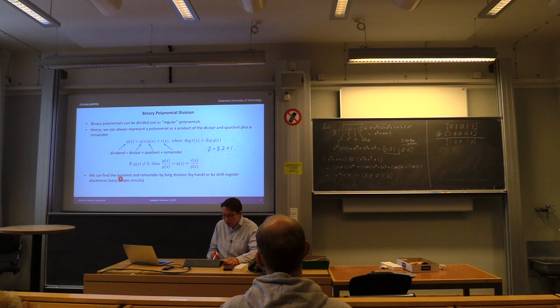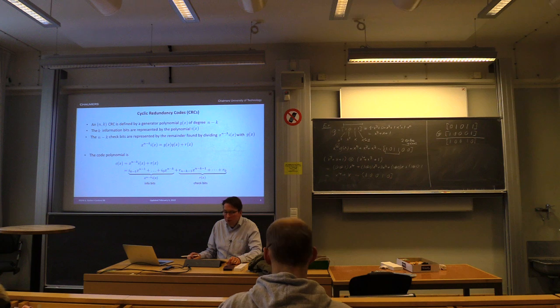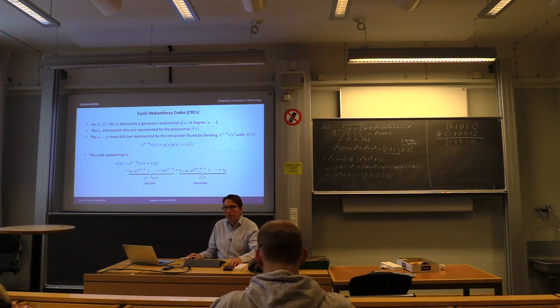Okay, so we can find this quotient and this remainder. Either we can do it by hand, which we do now in the class and on the exams and things like that. In practice, of course, you have machines to do this for us. So we can do that by long division by hand or shift register by electronics, and there are very, very simple circuits for that. Okay, so let's see now. Let's get into cyclic redundancy check codes.